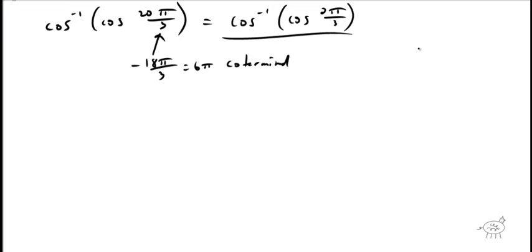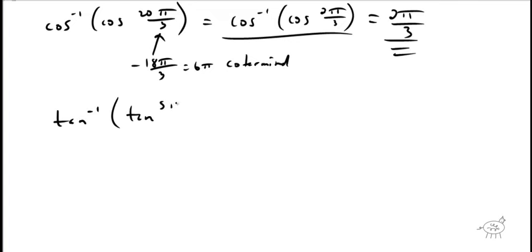Well, okay, so we're at this point here. Is 2 pi over 3 in range? Sure is. Woohoo! 2 pi over 3 is our answer. Oh yeah. Okay, here's another one for you. Let's try a different trig function. Inverse tangent of the tangent of 5 pi over 6. Okay, is 5 pi over 6 in range for tangent? It is not. Tangent is between negative pi over 2 and pi over 2, so it's not in range.